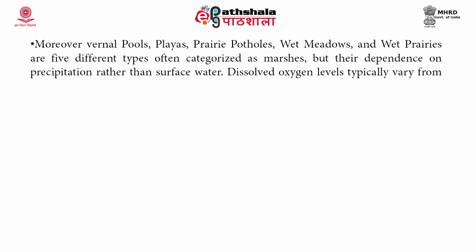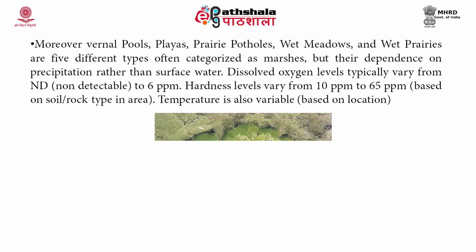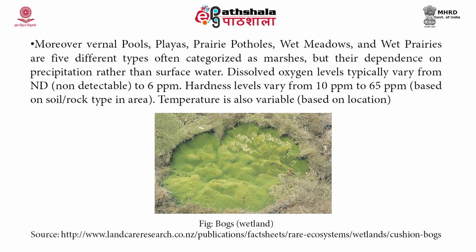Moreover, vernal pools, playas, prairie potholes, wet meadows and wet prairies are 5 different types, often categorized as marshes, but for their dependence on precipitation rather than surface water. Dissolved oxygen level typically varies from ND, that is non-detectable, to 6 ppm. Hardness levels vary from 10 ppm to 65 ppm based on soil and rock types in the area. Temperature is also variable based on location.